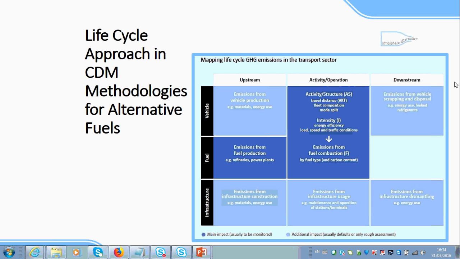So in the case of the CDM methodologies, these methodologies also allow you to take into account the avoidance of upstream emissions from fossil fuel production. So upstream emissions, both from biofuels and from fossil fuels, may be taken into account when considering the emissions impact of an alternative fuels mitigation action.